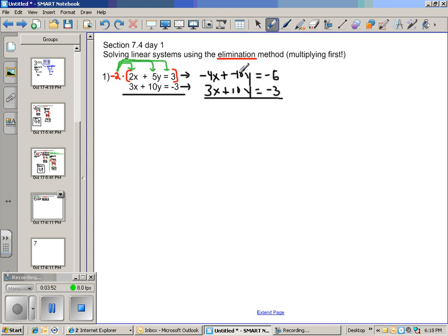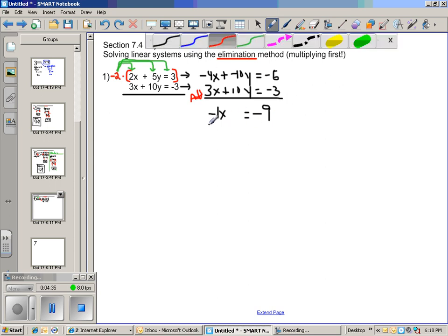Looking at this, we can see that negative 10y and positive 10y are going to cancel out when we add them together. So we're going to take our addition method and add those together. If I add negative 4x plus 3x, that gives me negative 1x. And the negative 10y and positive 10y reduce down to 0, so they cancel out. And here we have negative 6 plus negative 3. Two negatives added together gives me more negatives, so we got negative 9. Now we're looking at a one-step algebra problem.